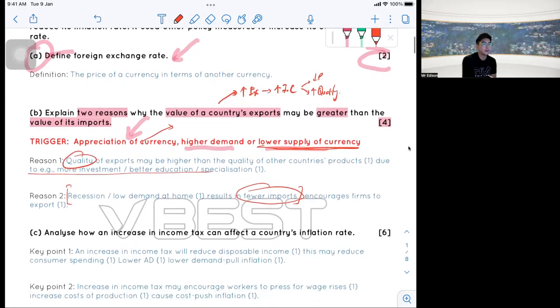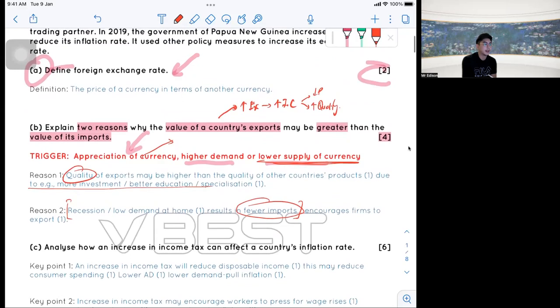Okay, so let's move on to the next one, which is analyze how an increase in income tax can affect a country's inflation. So the keyword here is income tax. When I try to do this, the first thing that comes to my mind is it's tax.